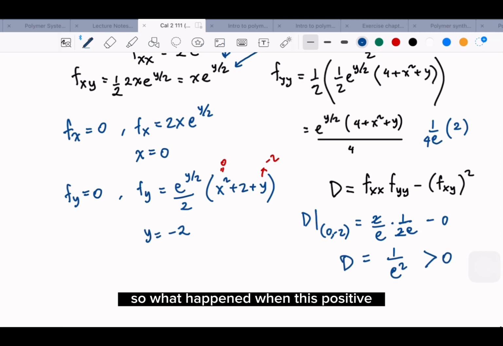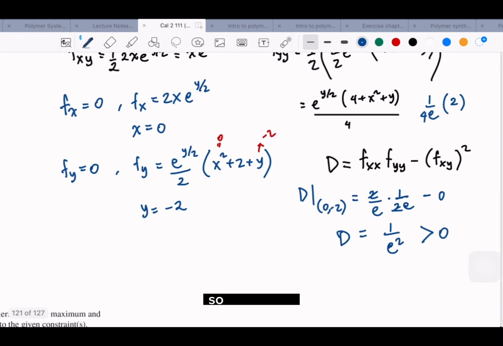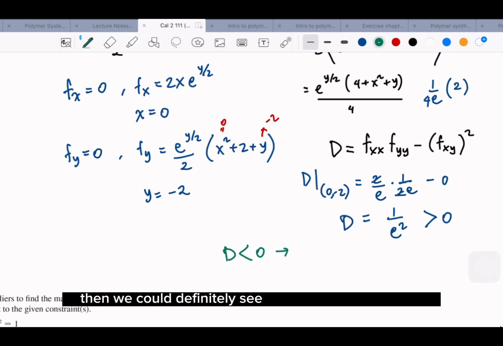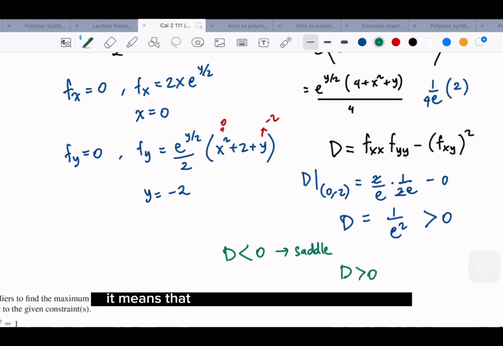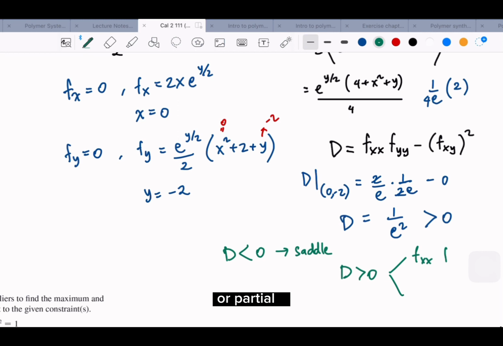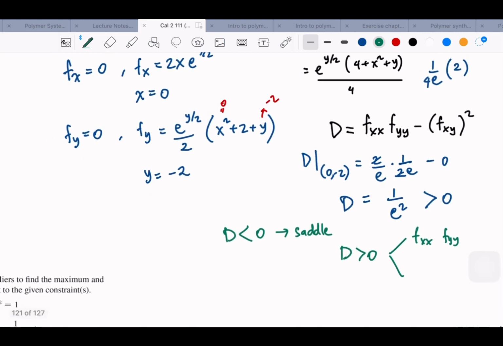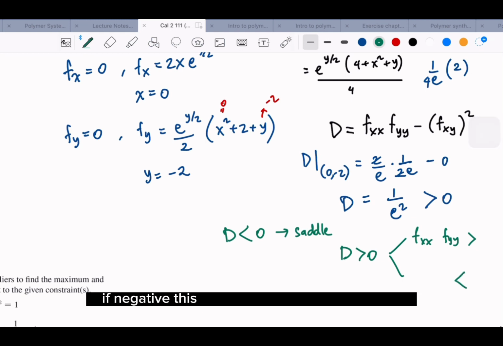So what happens when D is positive? Let me just write some notes. If D is negative, then we can definitely say this will be a saddle. But if D is positive, it means that we need to check partial xx or partial yy. You could choose either one. If it is negative, this is a maximum. If positive, this is a minimum.